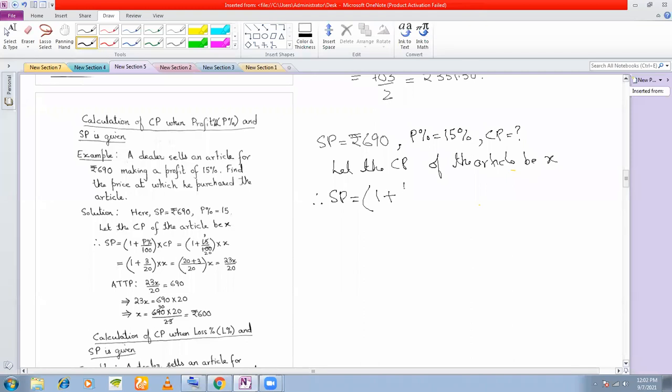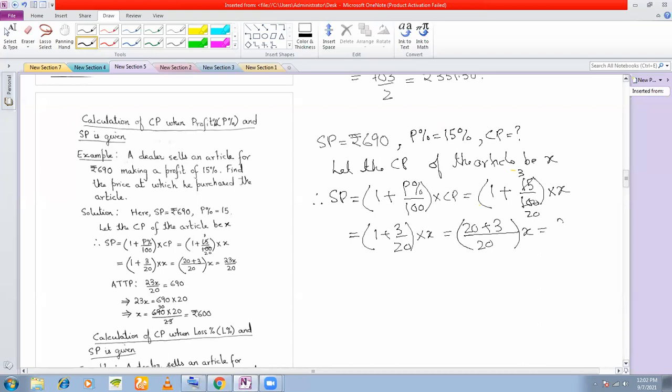1, because profit percentage is given. So 1 plus P% by 100 into cost price, right? So 1 plus P is given to you as 15 by 100. And here the cost price we have taken as X. So now you can cancel here 3 and this 20. So you get here 1 plus 3 by 20 into X. Now you can take the LCM here, 20 plus 3 into X, which you get as 23X by 20.